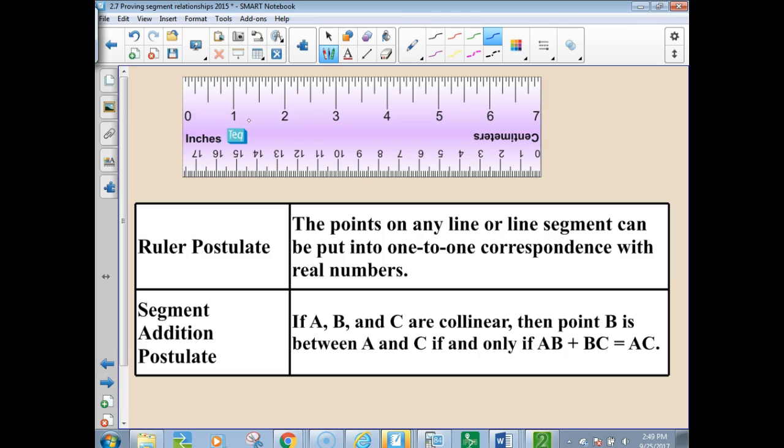Oops, this is your ruler thing. The rulers are numbered so that you can count off the measurements. That's your ruler postulate. 1 to 1, meaning they're spaced the same. That's what it means by 1 to 1. So if you're on this side, you're in centimeters. This side up here is inches. The segment addition postulate again: if A, B, and C are collinear and B is in between A and C, only if AB plus BC equals AC.